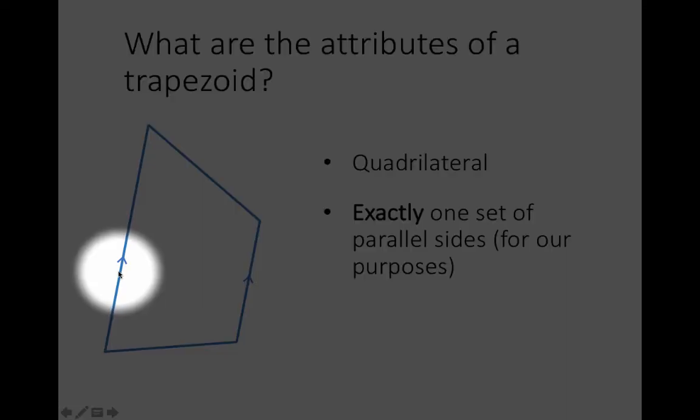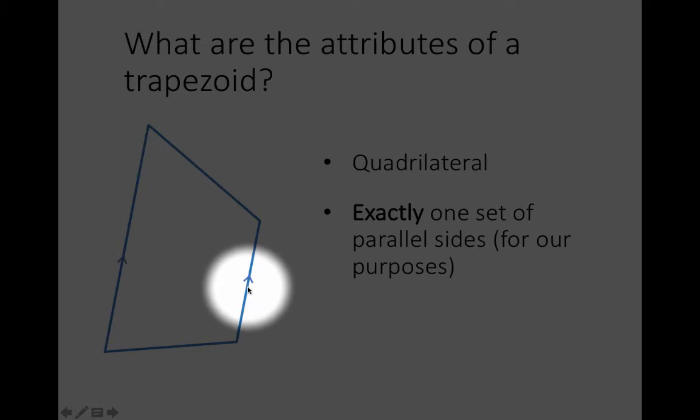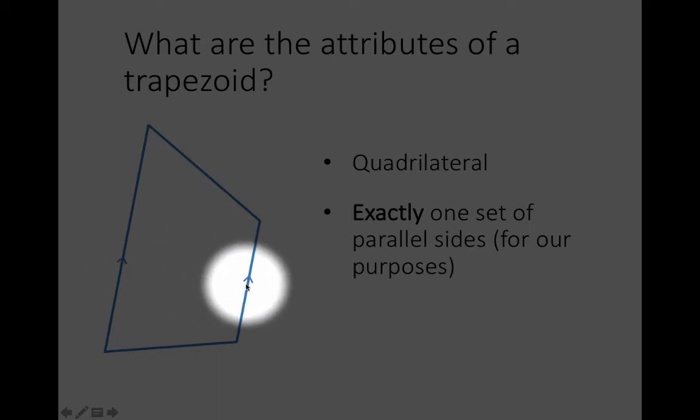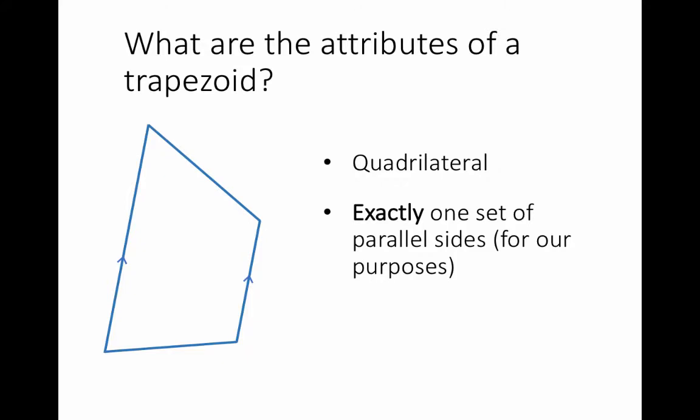In the diagram, we mark the parallel sides with these small arrows, which are sometimes called wings. So when you see a matching pair of wings on a geometric figure, you know that they're indicating that those sides are parallel. It's important to know that in some geometric systems, a trapezoid is defined as having at least one set of parallel sides. However, for our purposes, we're going to define a trapezoid as having exactly one set of parallel sides.